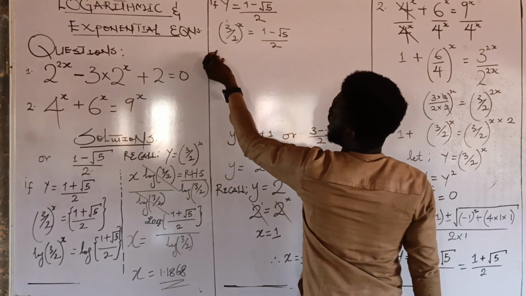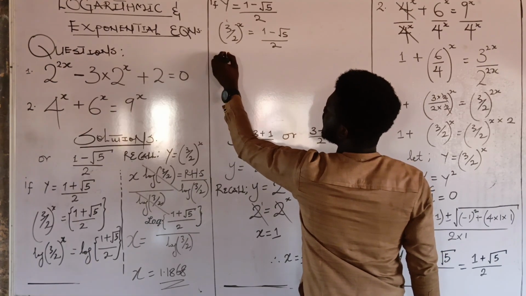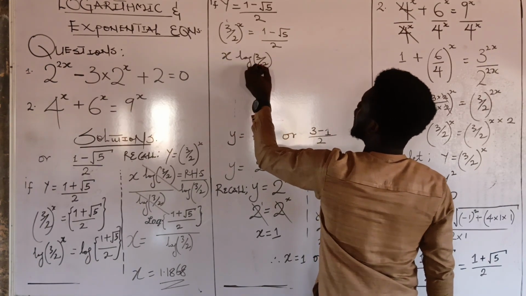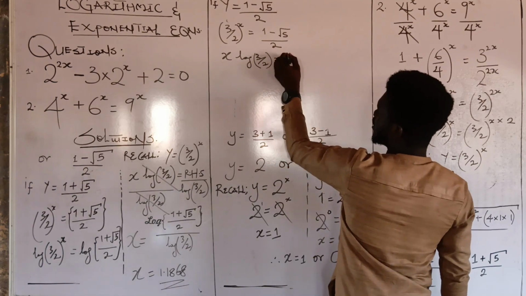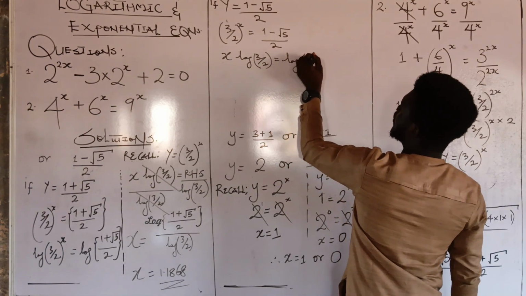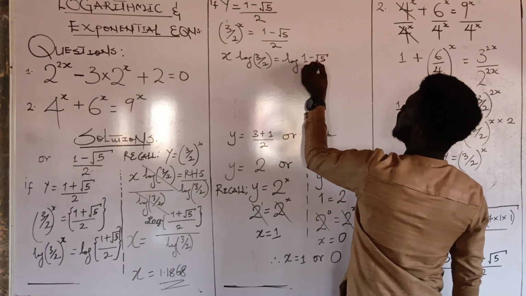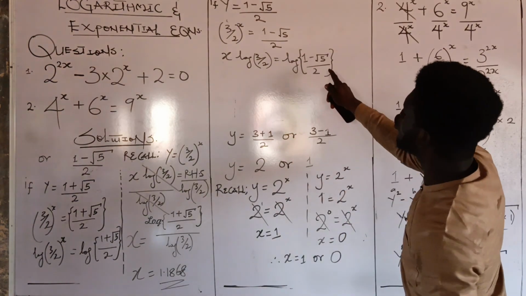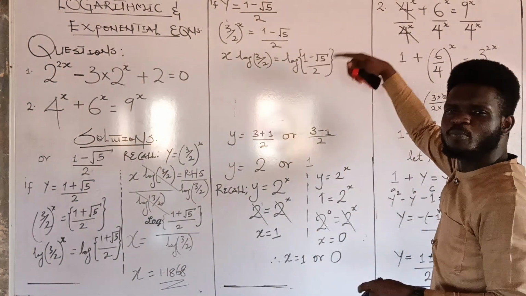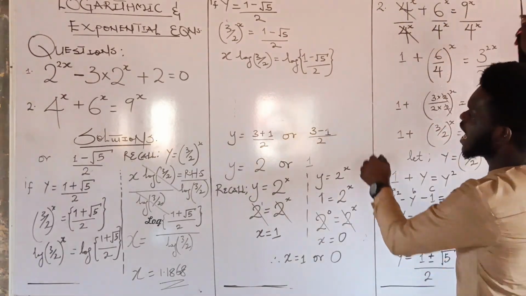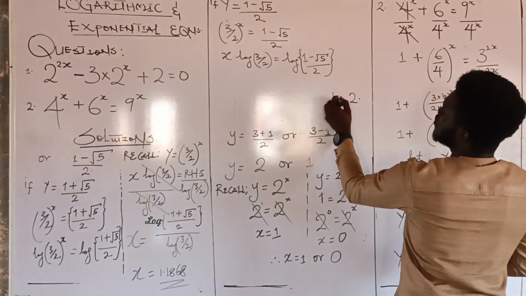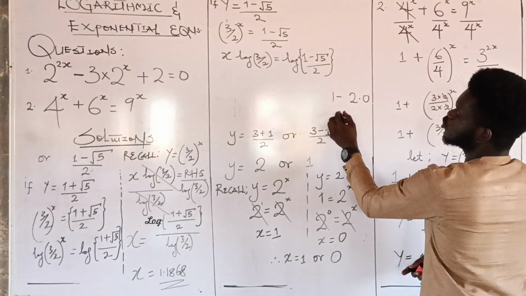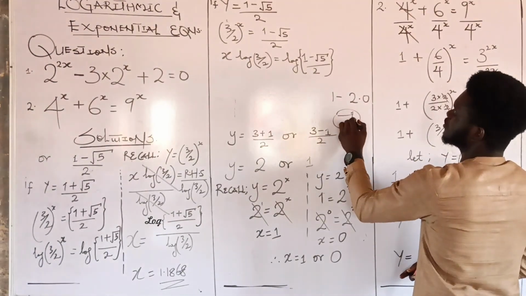Take log of both sides like I explained. So when you take log of both sides, finally you have x log 3/2, and you have log of 1 minus the square root of 5 over 2. But do not forget, the square root of 5 is going to be 2 points. I'm going to get something 2 points. And when you do 1 minus 2 points, let's say 2.0 for example, 1 minus 2, you are going to get a negative answer, which is, let's say, minus 1.